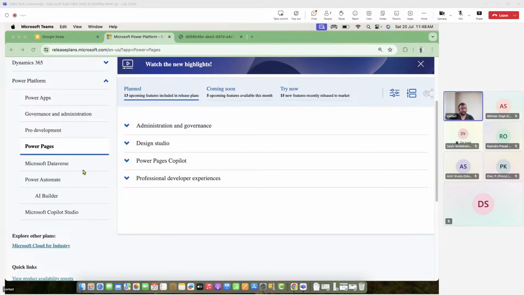Now I would like to request our other organizer. I think Rajendra, are you there? Are you ready with your updates? Yeah, I'm there. All right, perfect.